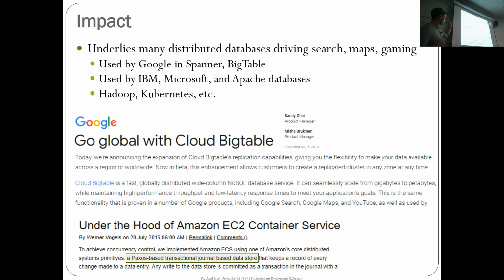It's used in Hadoop, it's used in Kubernetes, it's used in ECS, which is Amazon's container service. The problem comes up over and over again, and Paxos and Raft are the things that they're using to solve these problems.